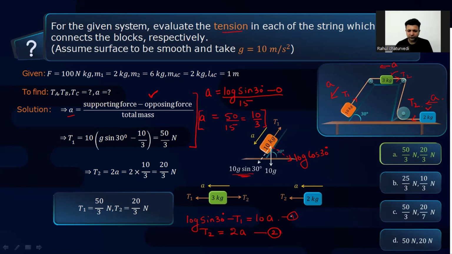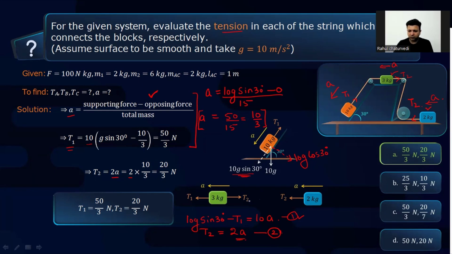And if you solve equation number 1 by putting in all the values, you will get T1 equal to 10 into g sine 30 minus 10 upon 3, so this will be 50 upon 3. And T2 will be equal to 2 into a, as we have done here. So 2 into 10 upon 3, which will be 20 upon 3.